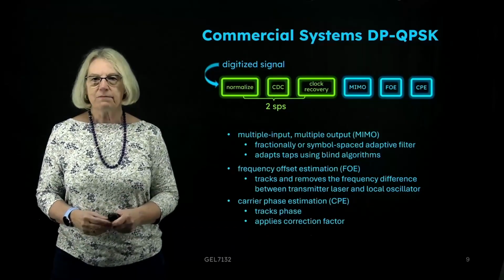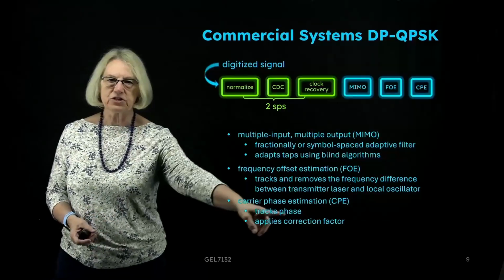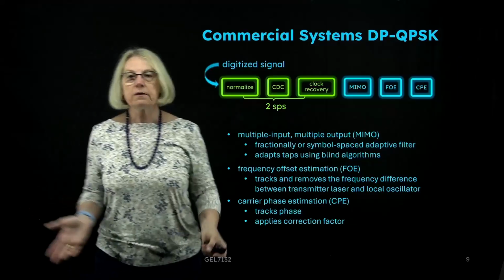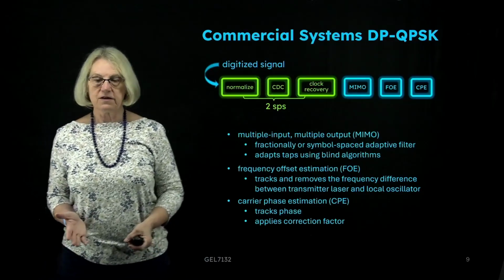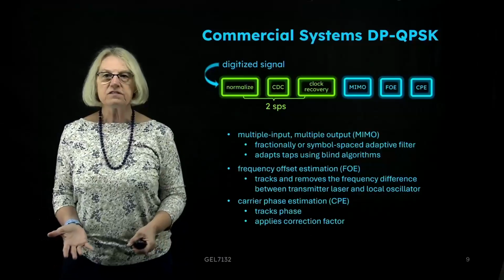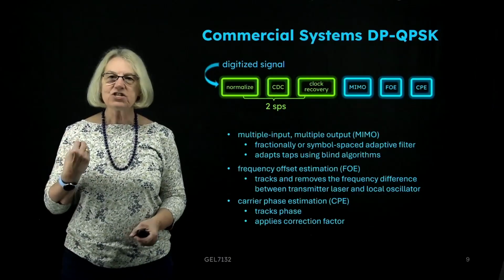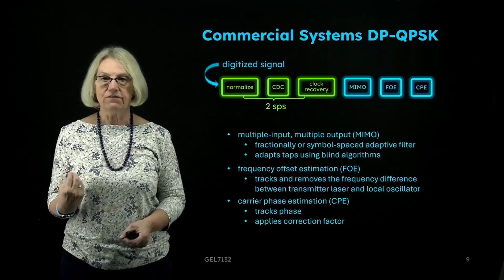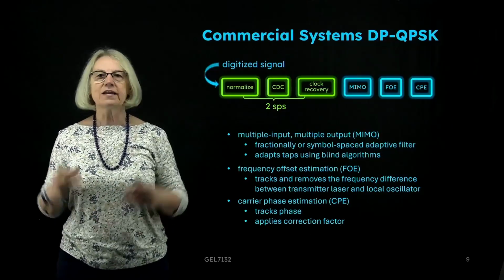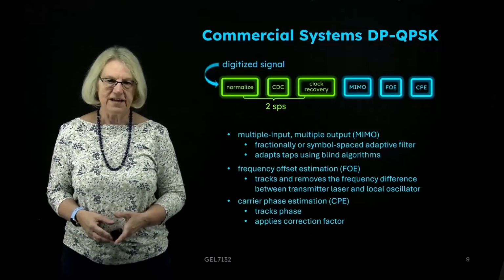The last box in my digital signal processing chain is the carrier phase estimation, or CPE, that we see here in this box. This is very important to track the phase. This is what we're going to be talking a lot more about in other lectures, is how the laser itself has some inherent deviation in the phase. And because of this deviation, it's important that we track it and remove it so that we can examine directly the data whose information is encoded in the phase.